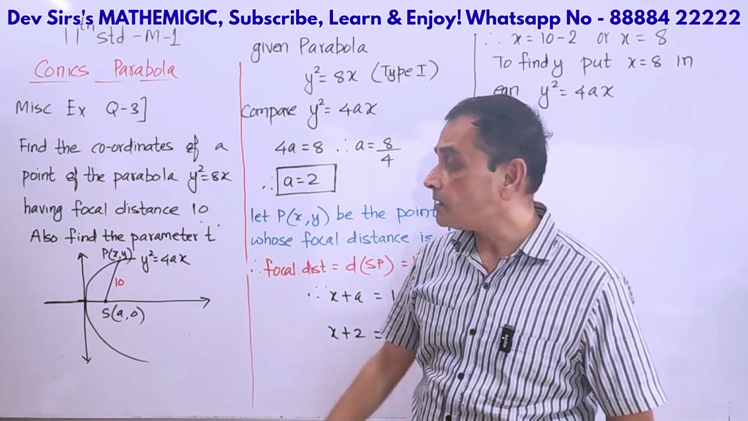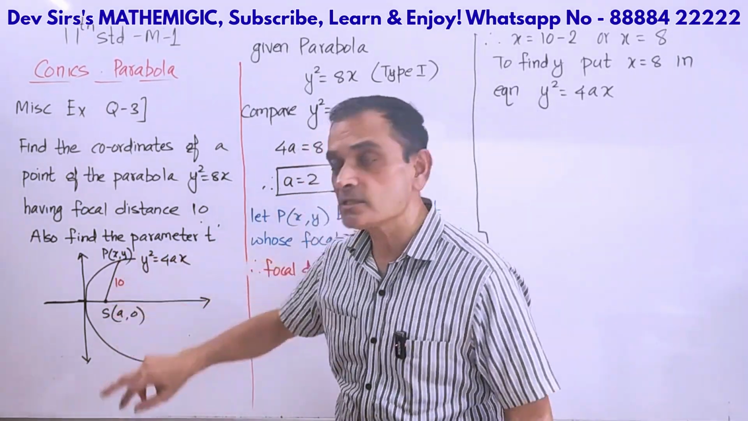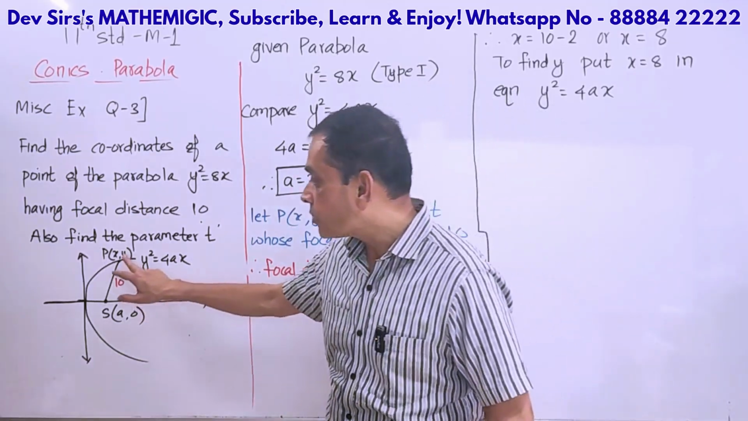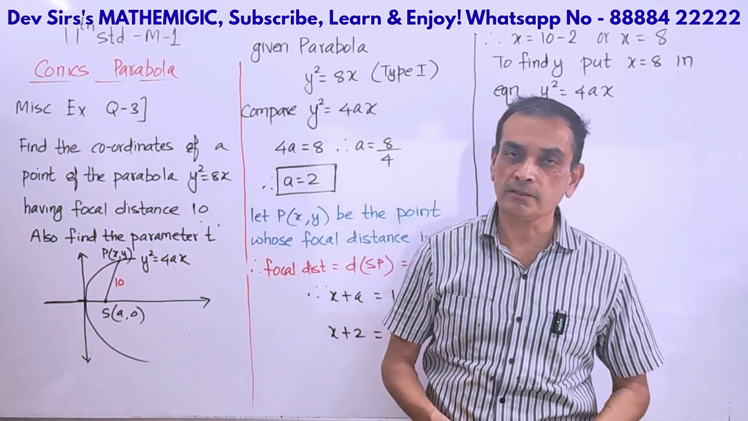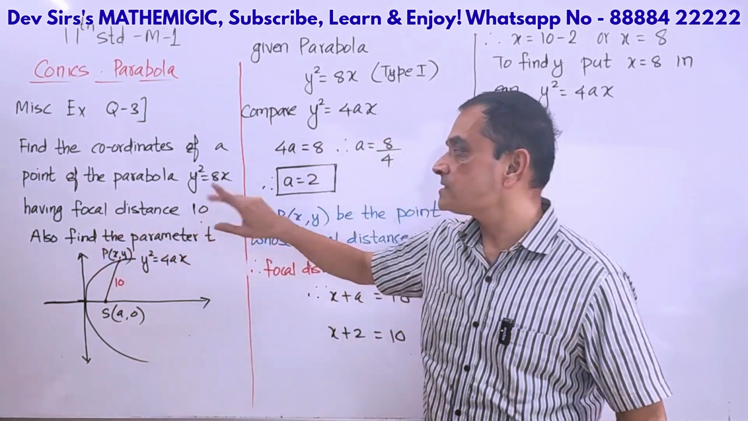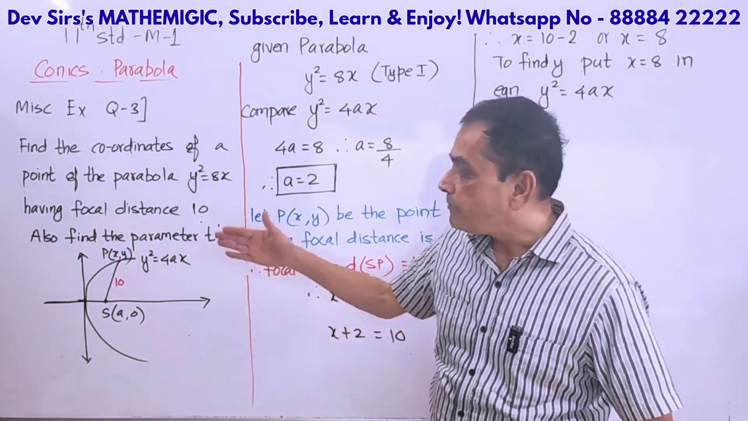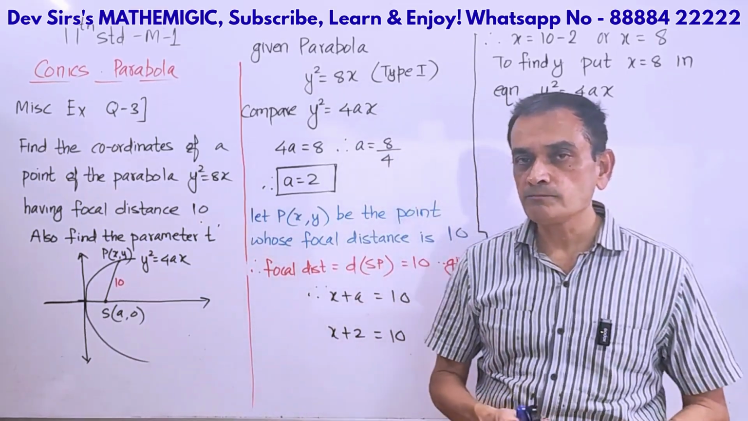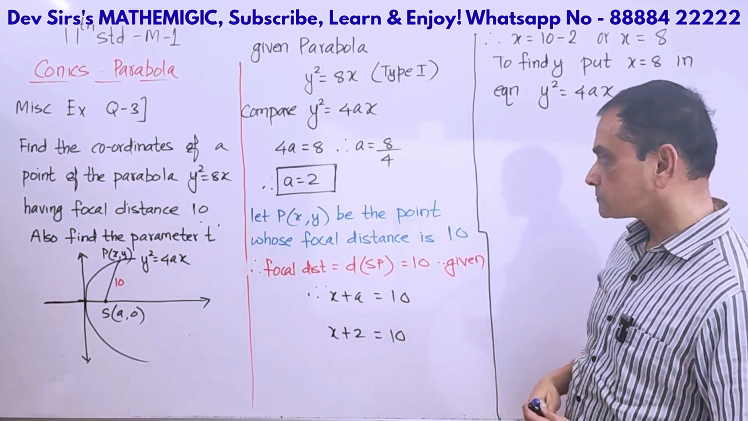So here the focal distance is given to us and we are asked to find out the coordinates of the point P. That is the question. Distance SP, focal distance 10 is given. Parameter we'll see later on, how to find the parameter.